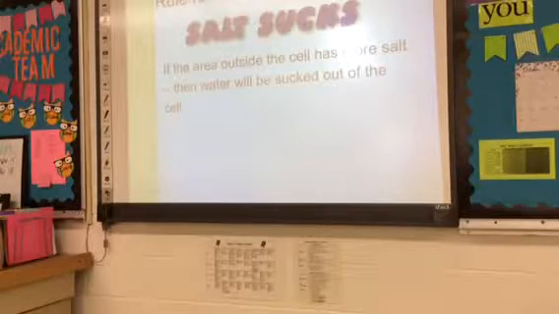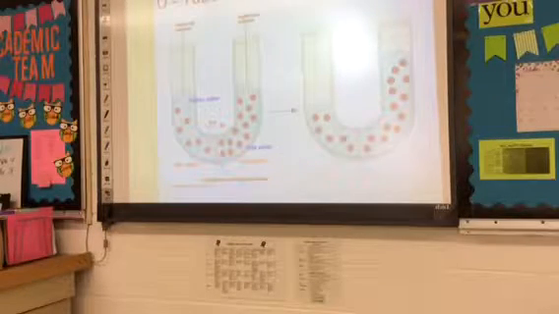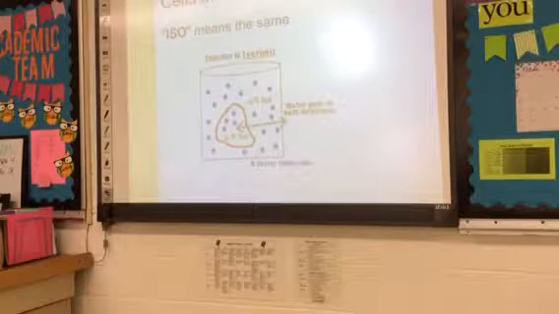Okay, so for example, if I have a cell sitting in a solution and the area outside of the cell has more salt, then the water is going to move towards that salt and be sucked out of the cell. Now, when we have these situations, we use some words for these solutions to explain how they relate to one another. It is kind of silly, but it does help to be able to predict where this water is going to move. I'm going to come back to this.